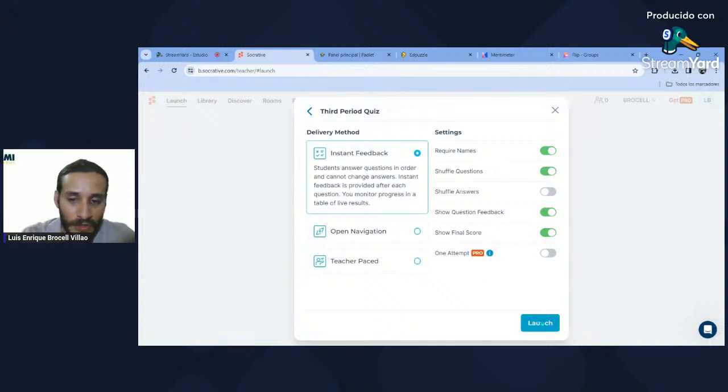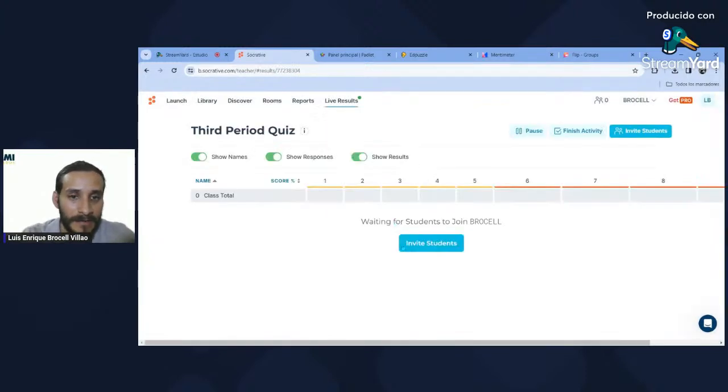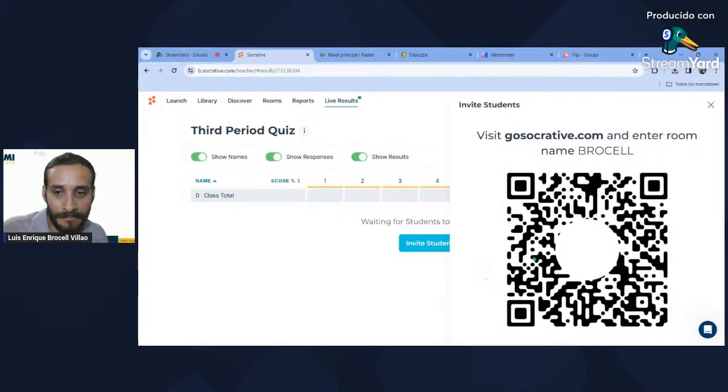I'm going to launch it, and the activity is already done. Here we have the teacher panel. The activity is ongoing. It's online right now. We can pause, we can finish the activity, or we can invite our students. If you want, right now, I'm going to share the QR code. You are going to join my class right now.